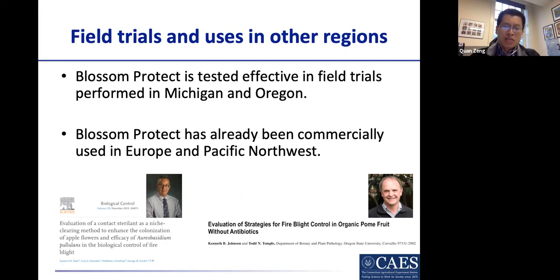And it seems like in recent years, there are any Westbridge people here? The Blossom Protect efficacy seems to be rising a little bit based on our experience. And not only in field trials, but Blossom Protect has also been used a lot commercially in Europe and in the Pacific Northwest, through communication with my colleagues in different places. So it is definitely a worthwhile product for you to consider, especially for organic growers.